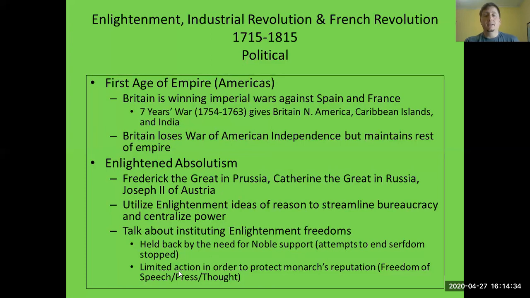Secondly, they take limited action as far as freedoms are concerned because they want to protect their own reputation. And so they continue to restrict freedom of speech, freedom of thought, freedom of the press, freedom of religion, because they want to continue to have that control in their own hands. And they don't want people talking badly about them and talking them down to the people of their country. And so these enlightened absolutists talk a good game, they do some enlightened ideas, but as far as the freedoms of the Enlightenment are concerned, not so much.